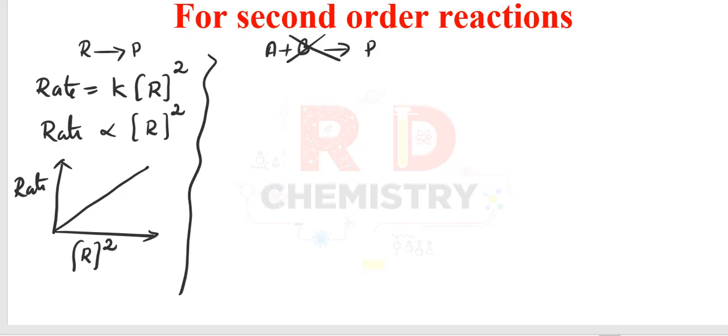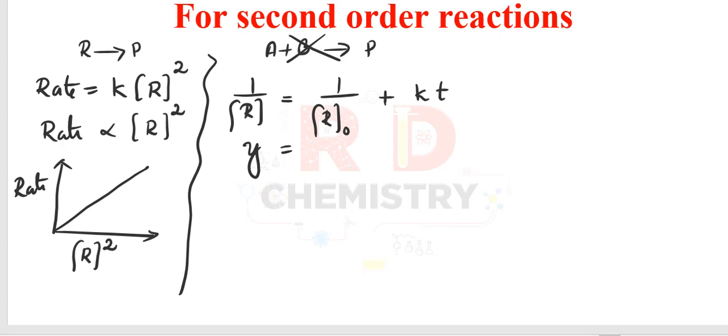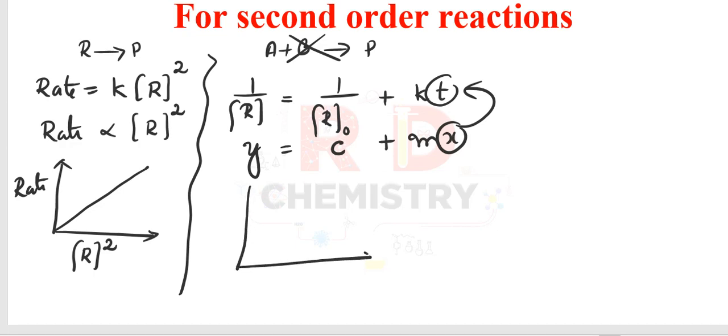So we'll go for the integrated rate equation for the second order. So 1 by R is equal to 1 by R naught plus KT. This is of the form y is equal to mx plus C, where x is the time interval. Okay, equation of a straight line, but the slope is positive.